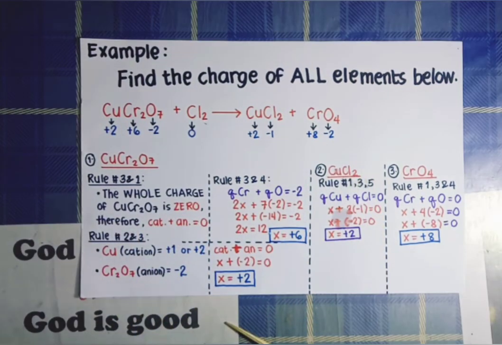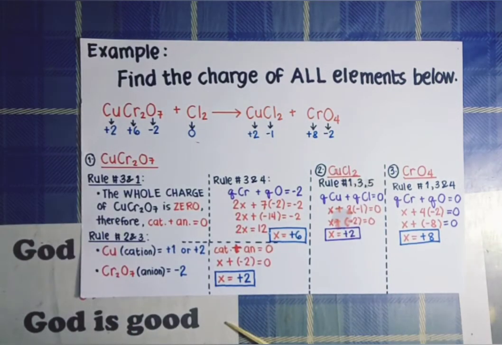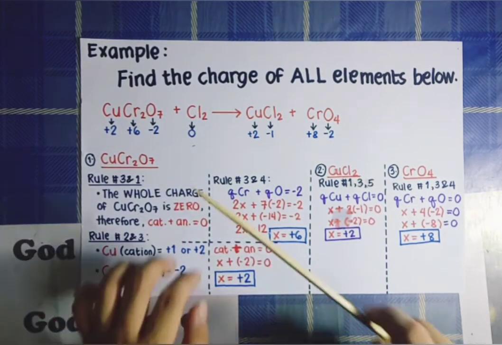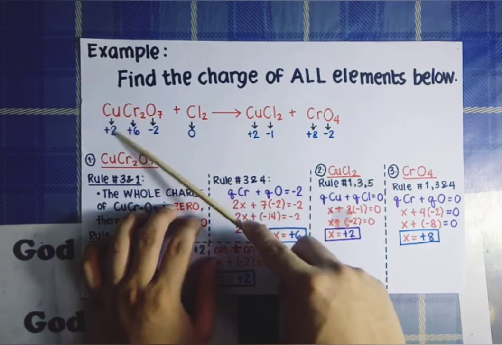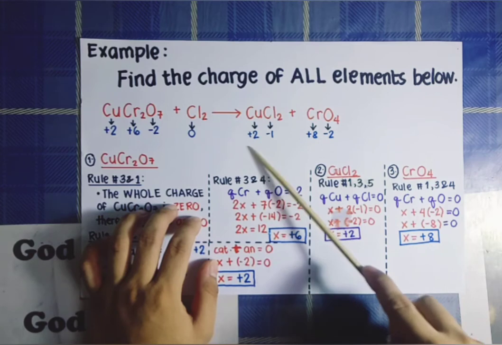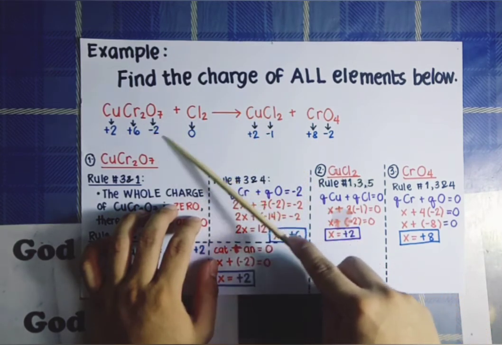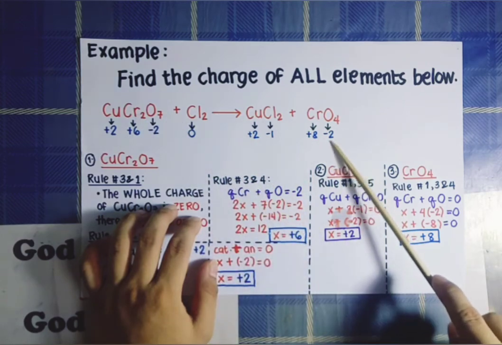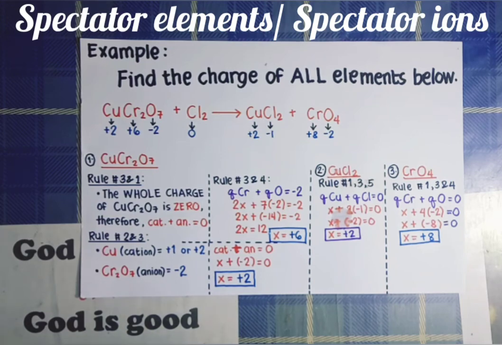Now, obviously, there are ions or elements in this equation that did not change their charges after this redox reaction. For example, the copper in the reactant side has a charge of +2, while on the product side, it still has a charge of +2. Same with oxygen, we have here -2 on the reactant side, and on the product side, we still have -2. Those ions or elements that did not change their charges after a redox reaction are what we know as spectator ions or spectator elements.